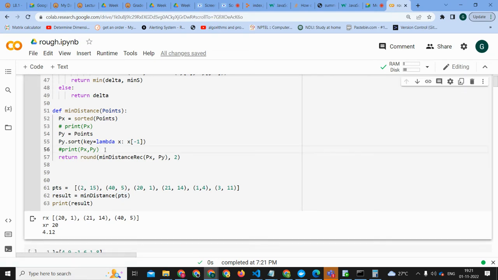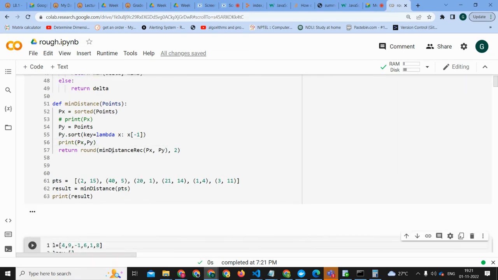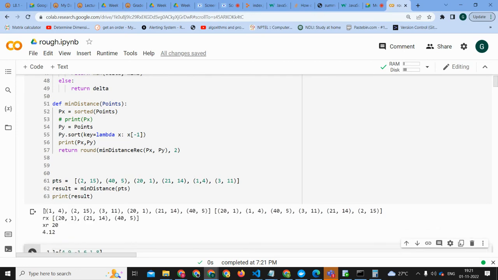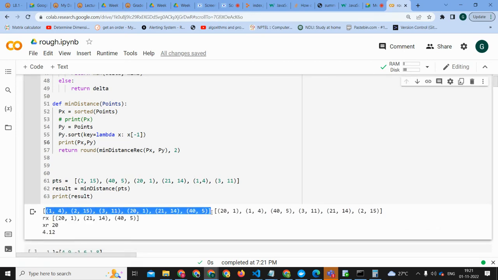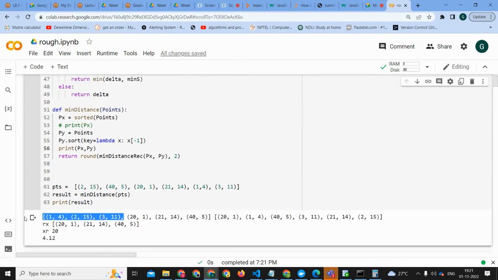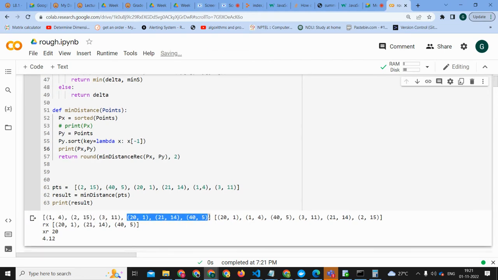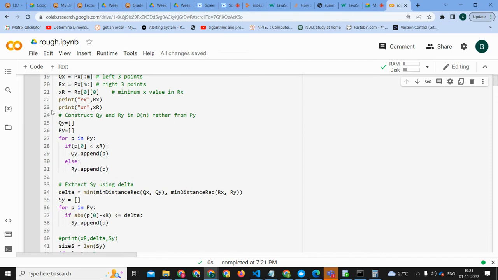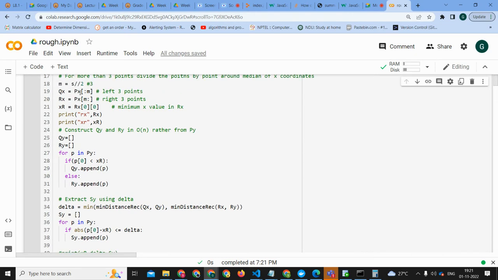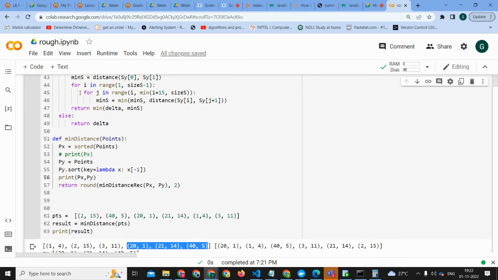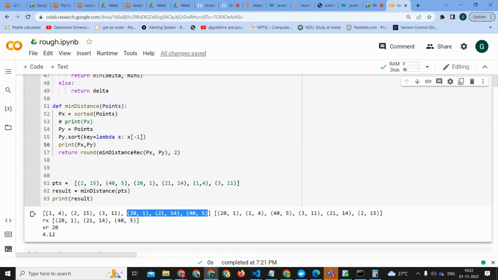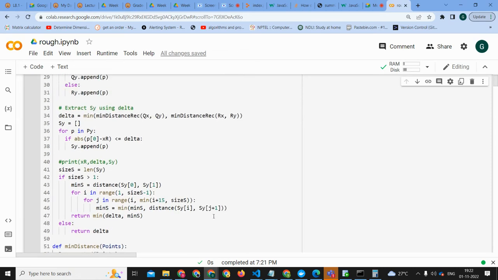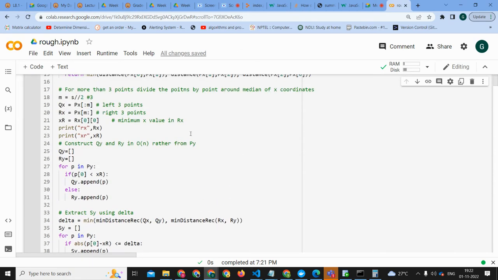So before that, I'll print this also. So basically, X and Y. So this is based on the X-axis, right, Uma? And this is based on the y-axis. This is QX and this is RX, right? So if you see, QX is the left 3 points and RX is the right 3 points. All right. So I'll copy these also just for a reference. So if we paste it there, it will be easy for us to see.